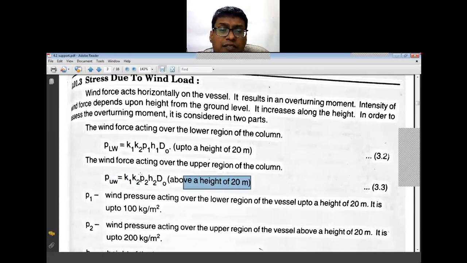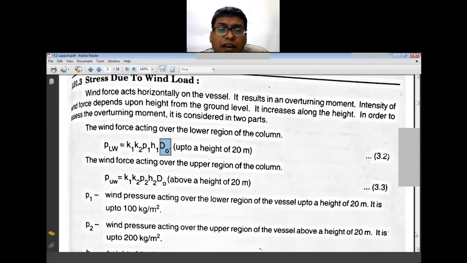So P1 is nothing but the wind pressure. H1 and H2, these are the heights. H1 is up to 20 meters, H2 is above 20 meters. DO is the outer diameter of the vessel, or the outer diameter of the vessel plus 2 times the thickness, that will make the total diameter.